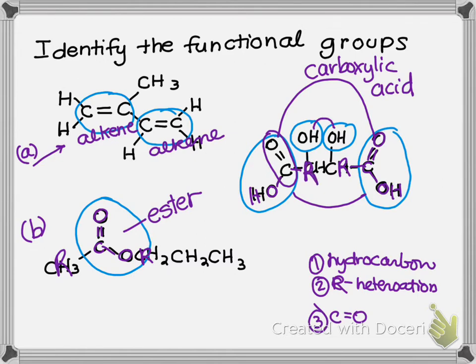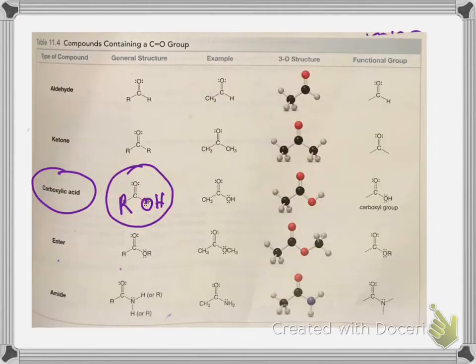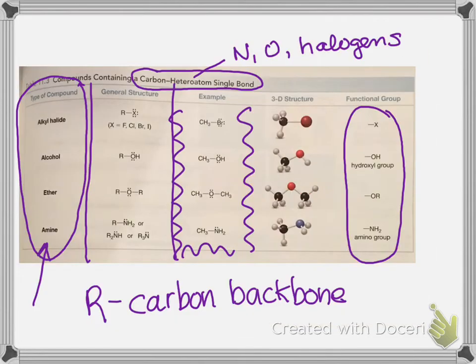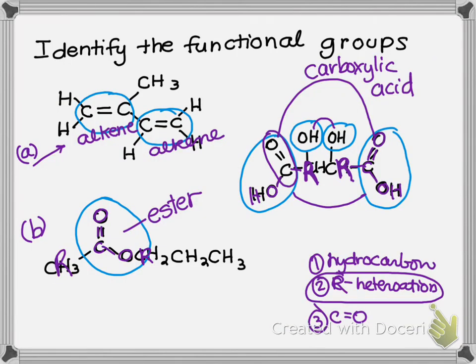Now the second one, these two are obviously both the same. They're attached to some carbon group here, which they just call R's. But they are a single bond to a heteroatom, so it's going to be on a different table. This is hydrocarbons, that would not have a heteroatom. This is C double bond O, it wouldn't be there. Here we go, a carbon heteroatom single bond. So I'm looking for OH, and there we have it, an R with an OH. So this is an alcohol. So these two here are alcohols.